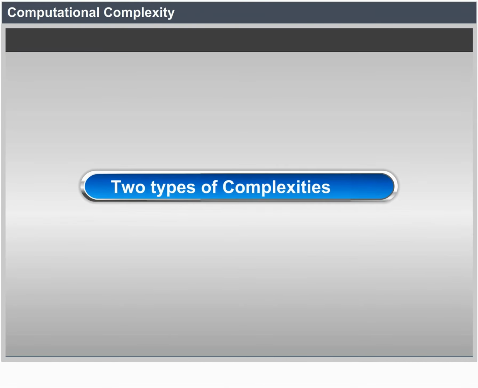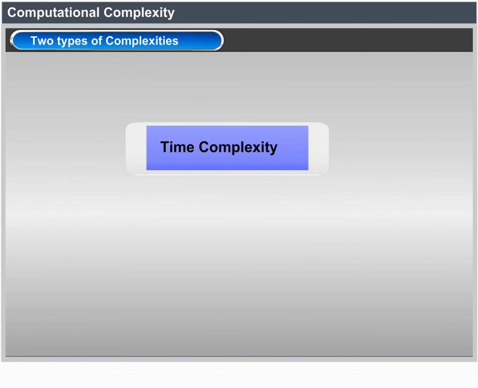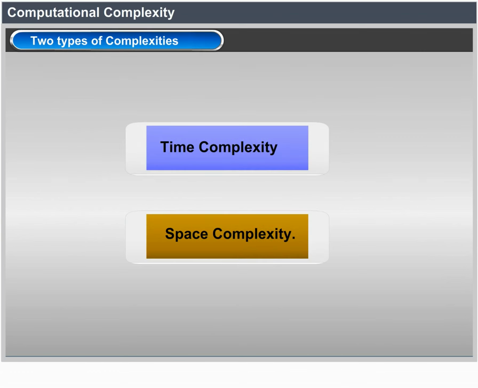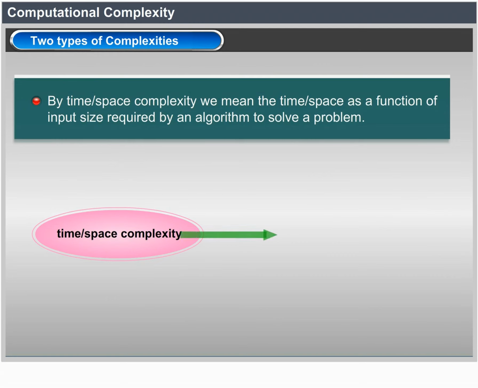Computational complexity. Two types of complexities: one is time complexity and another one is space complexity. By time or space complexity, we mean the time or space as a function of input size required by an algorithm to solve a problem.